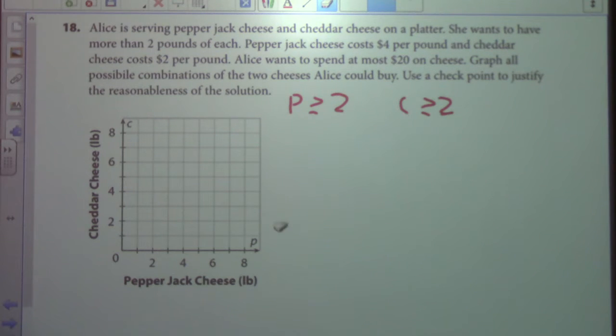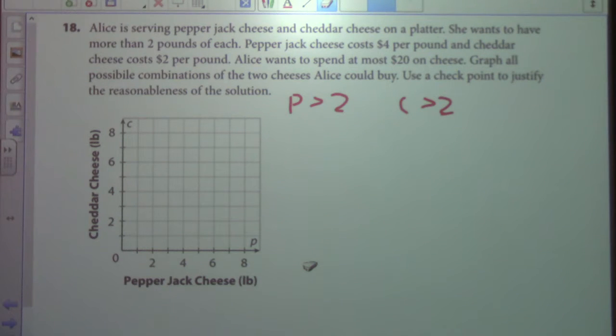What does it say here? It says she wants to have more than 2 pounds of each. What does more than look like? Can't be equal to. So how do we have to change these signs here? Very good. Okay, thank you, Bryce and Brian. Good job. Are we good on that? Okay, Michelle, so now we've done that.